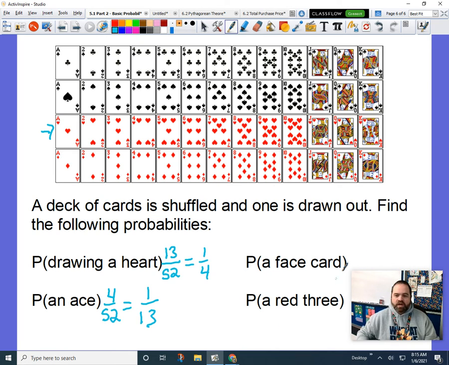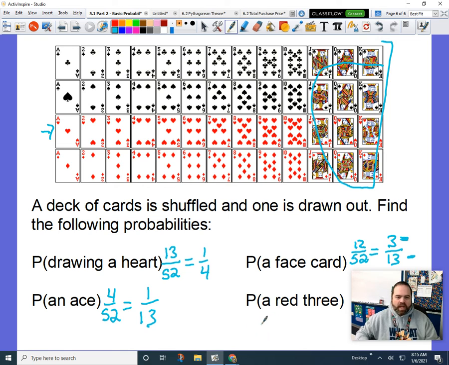Probability I could draw a face card. I already talked about that. These guys over here on the end are your faces. Right? That's a bad circle. There's a total of 12 of them out of 52. That will reduce down to 3 out of 13. Again, if you look at that probability, there's 3 face cards in every 13 cards of a suit.